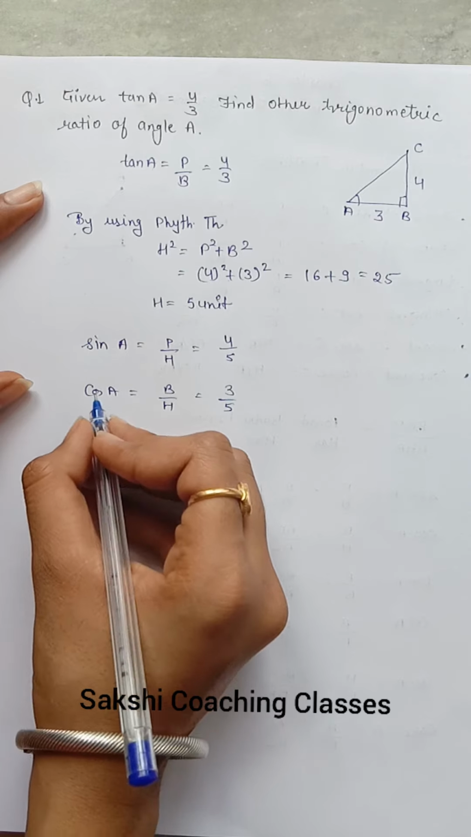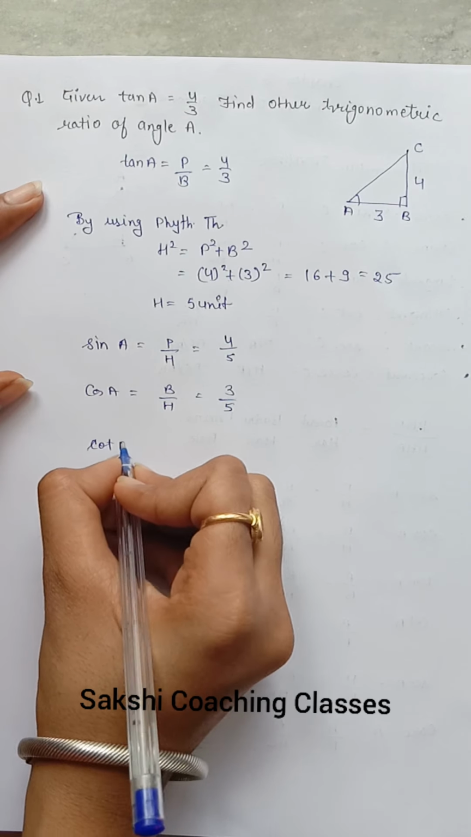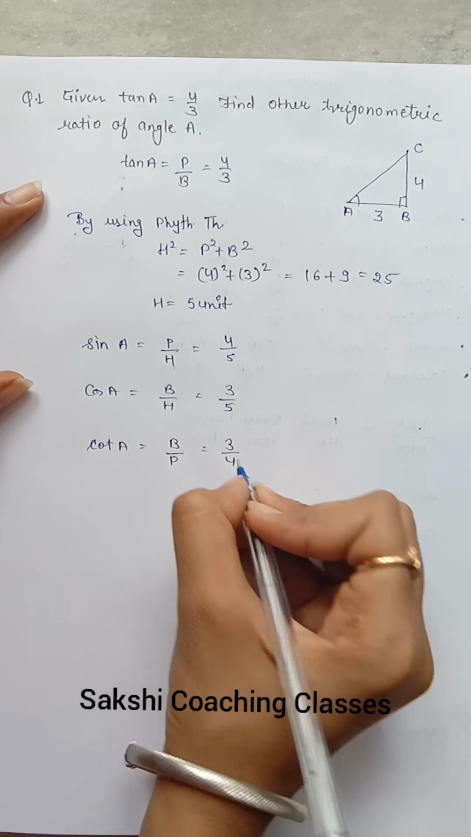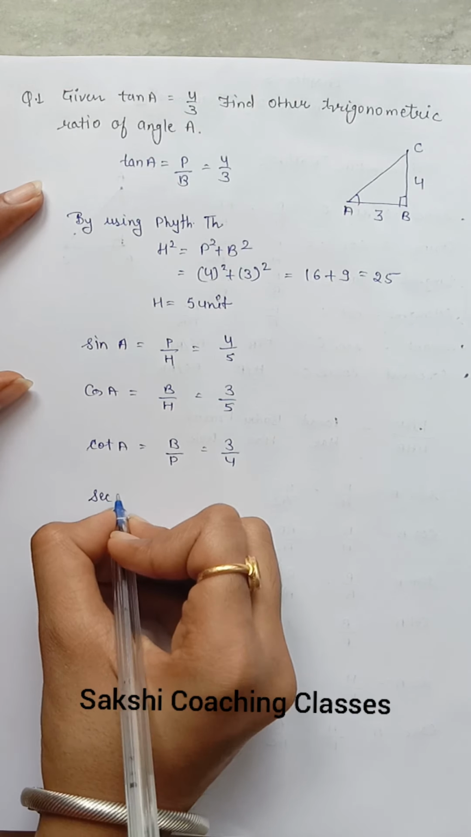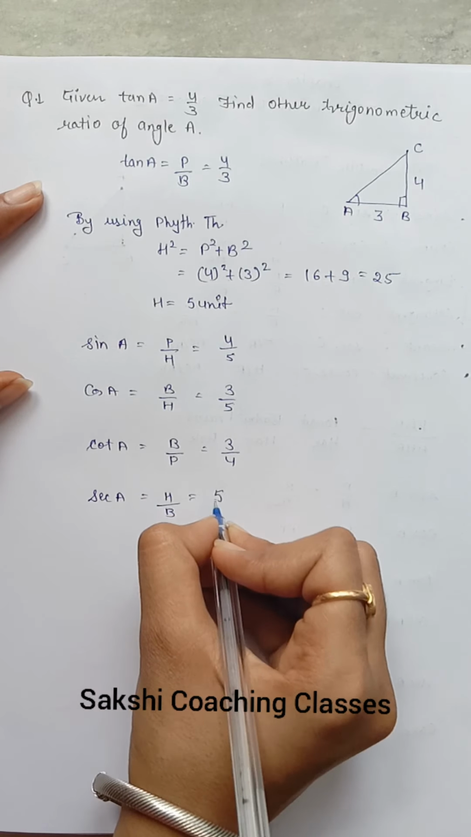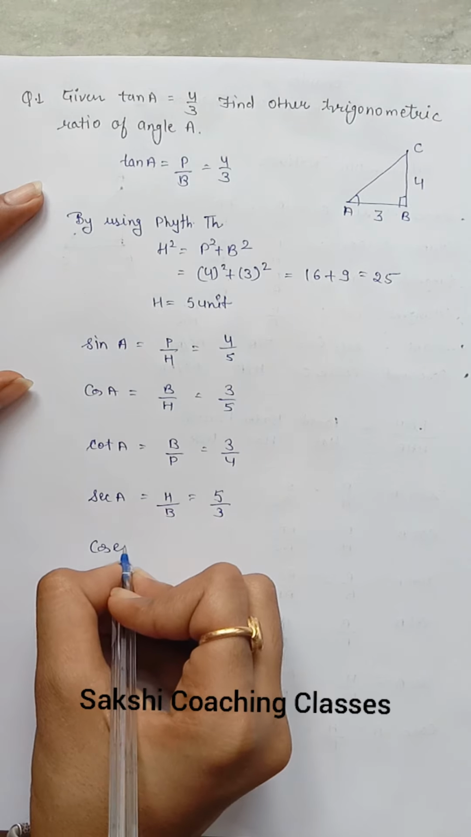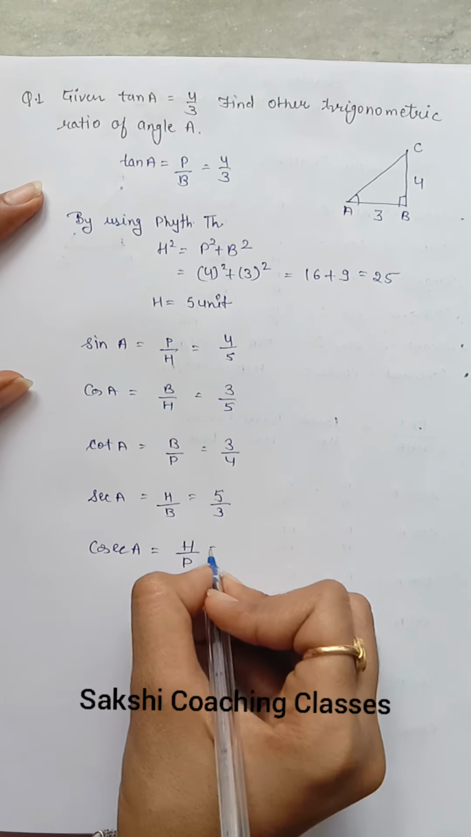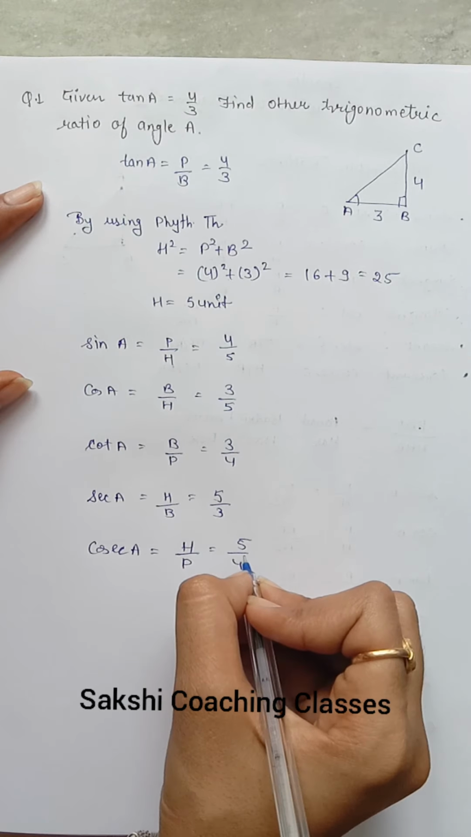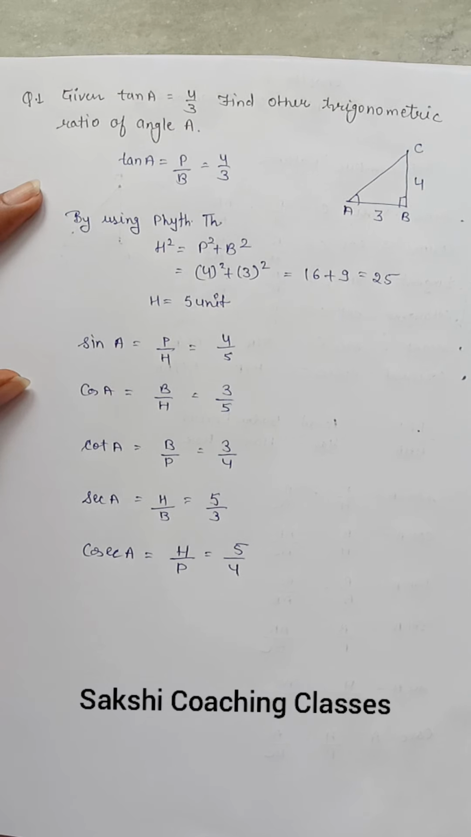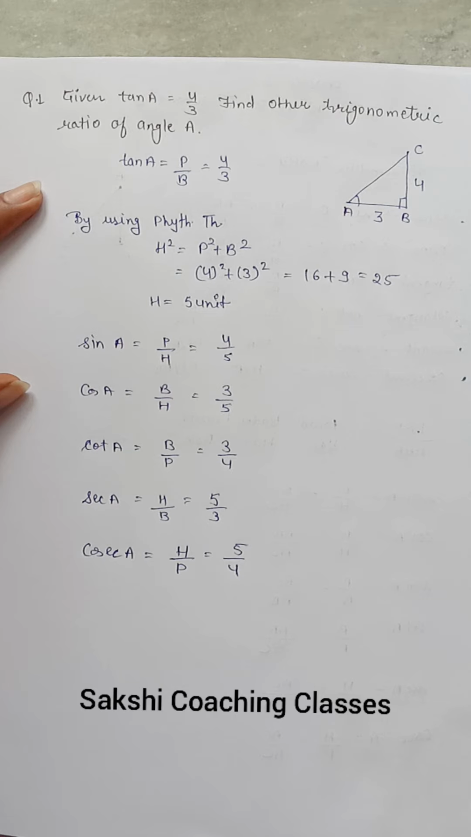Tan is already given. Cot is the reciprocal of tan. Sec is the reciprocal of cos. Cosec is the reciprocal of sine. And in this way, you can find all the remaining trigonometric ratios. Now, we will come to example number 2.